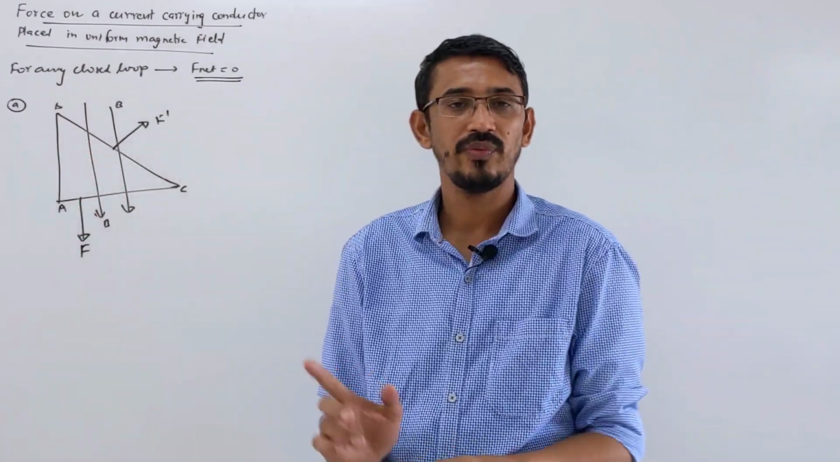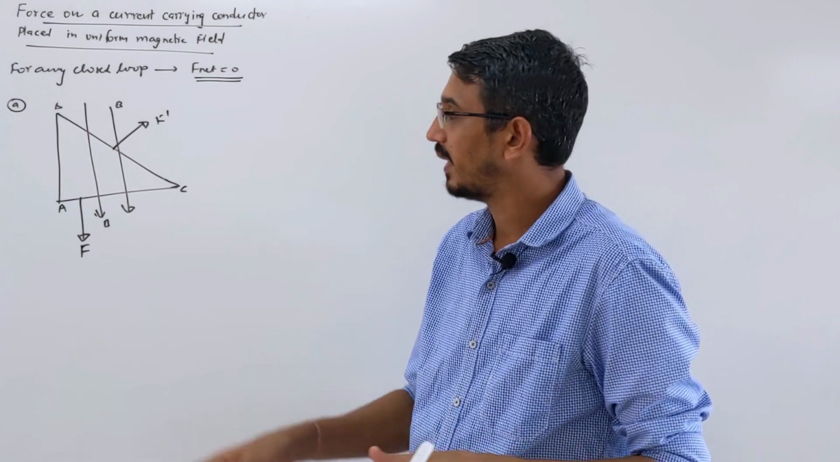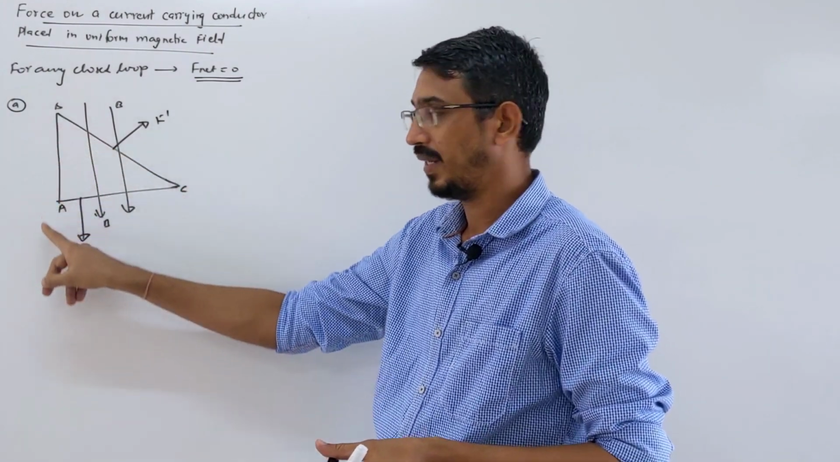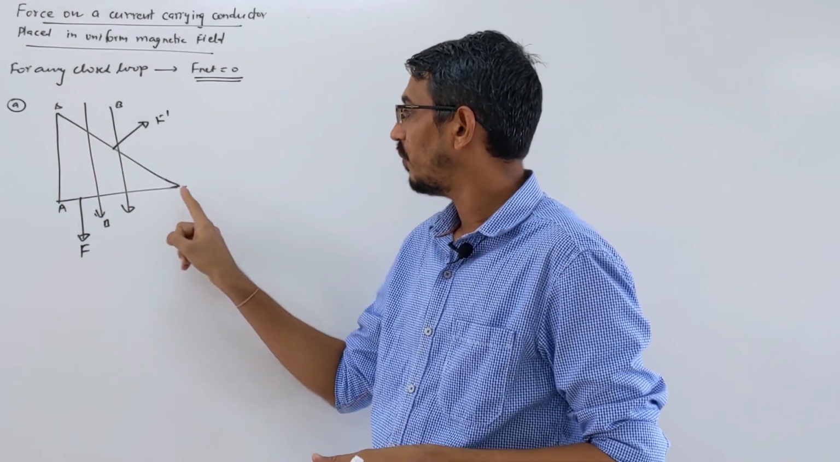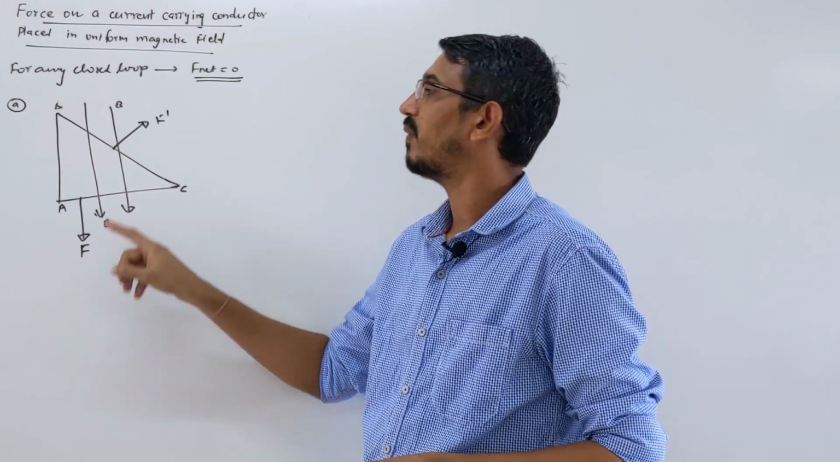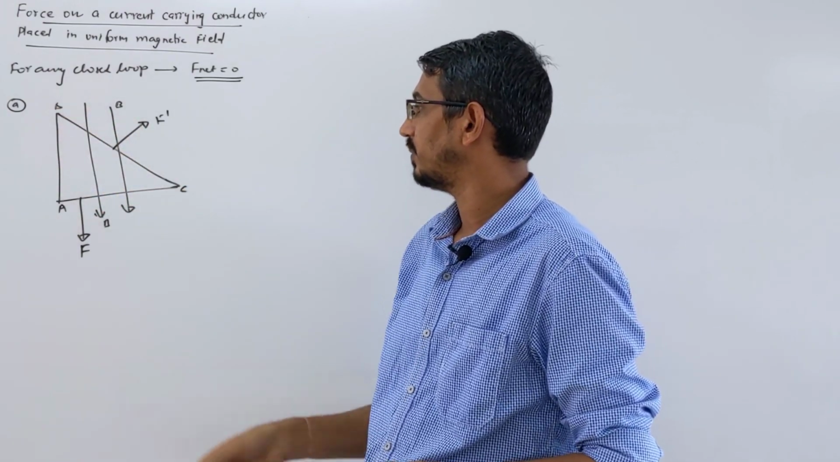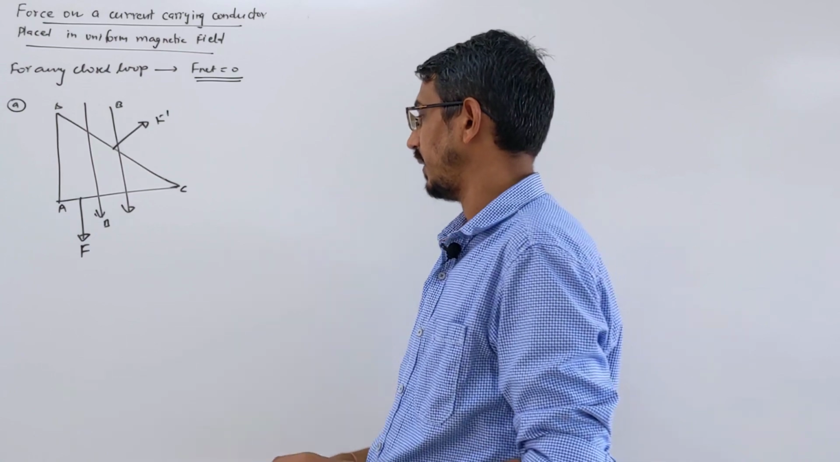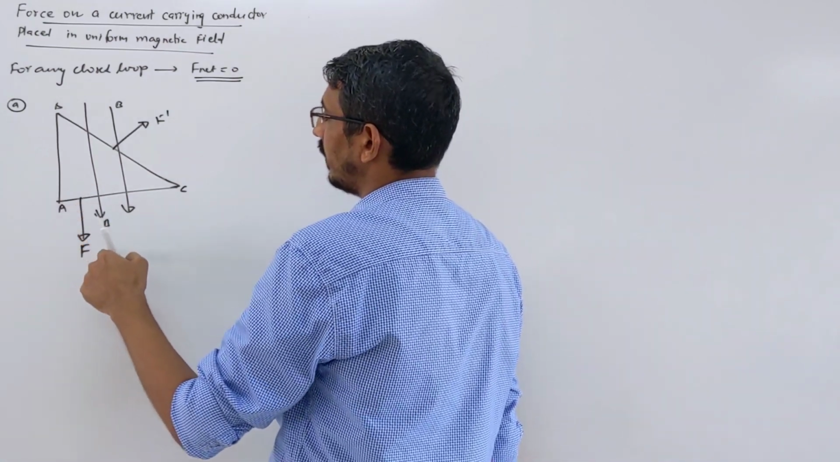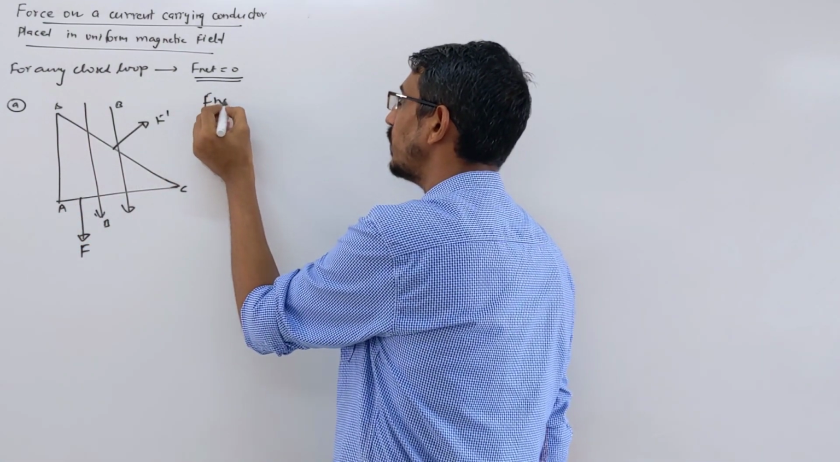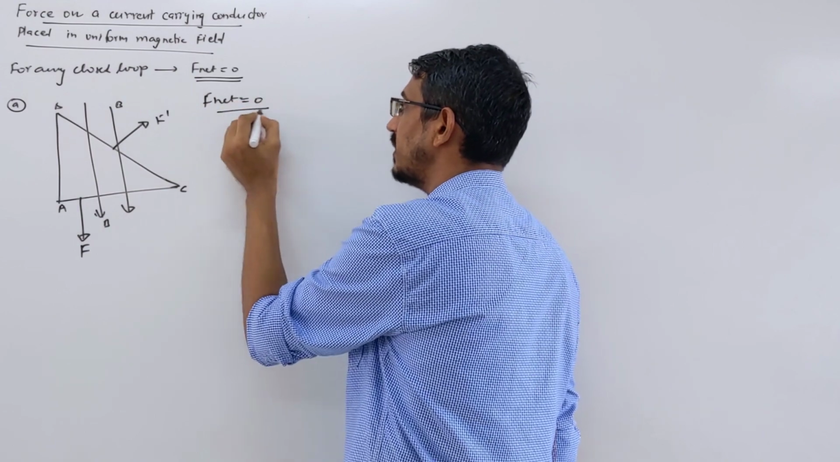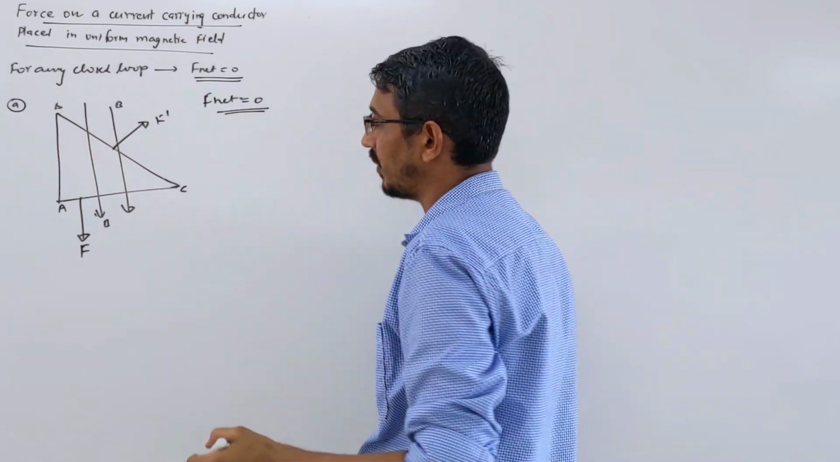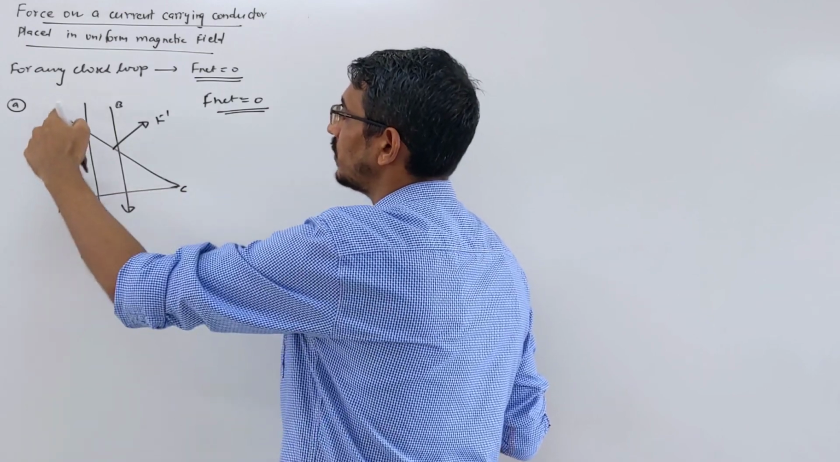A closed triangular loop is placed inside a magnetic field, and the direction of the field was given parallel to side AB. Then they ask, if the force on side AC is F, what is the force on side BC? So listen carefully. The net force in a closed loop should always be 0 when it is placed in a uniform field. Very important. So let's find the net force on the 3 sides.